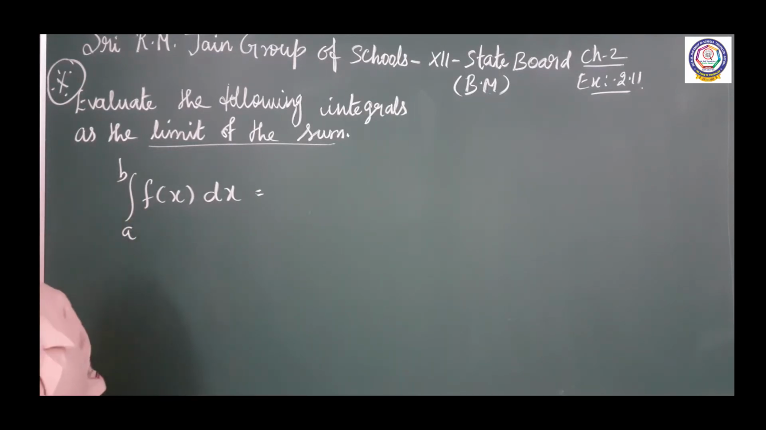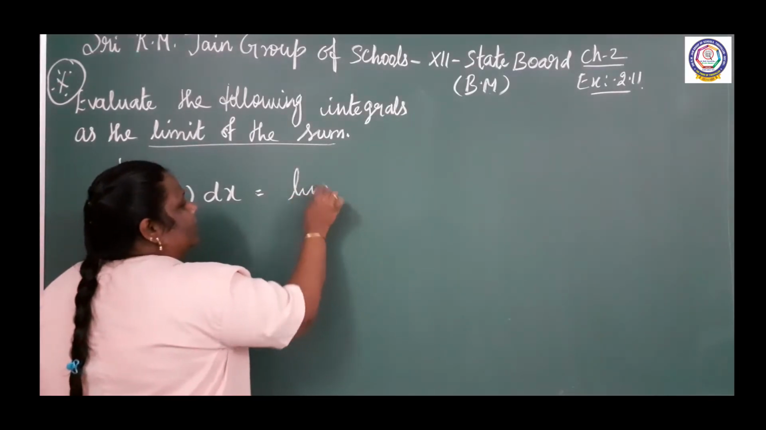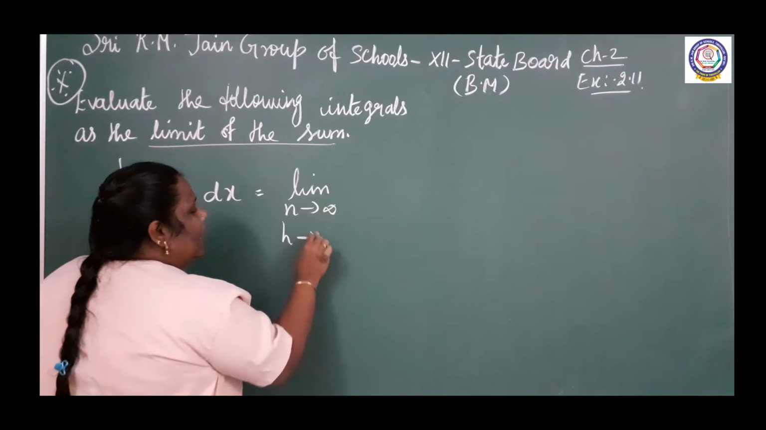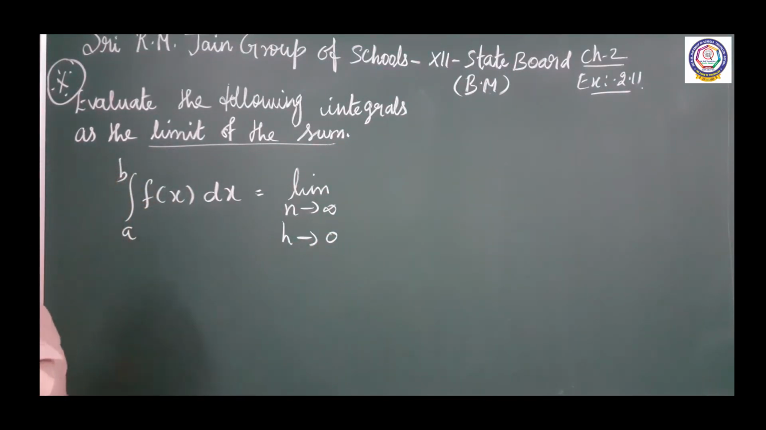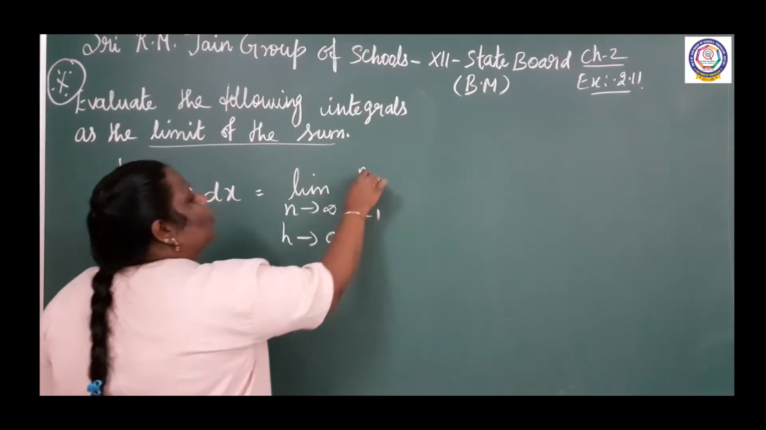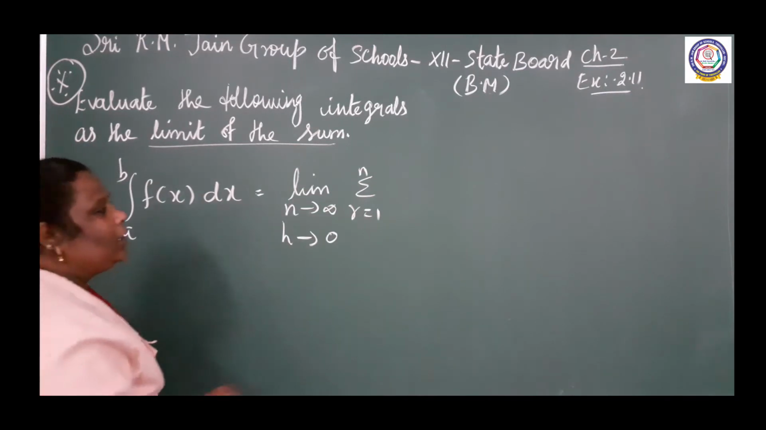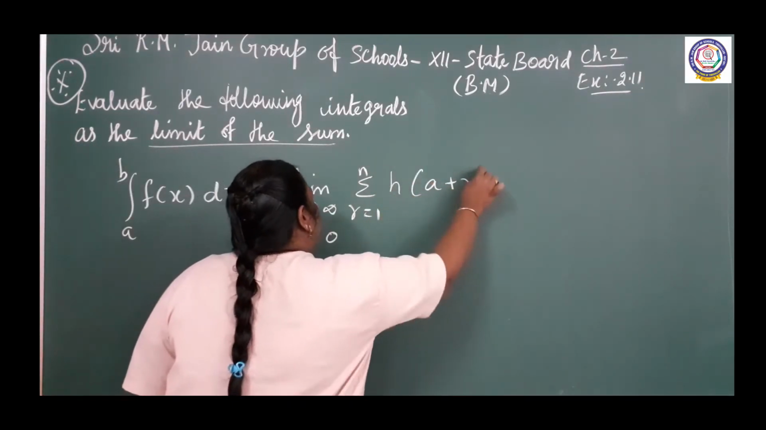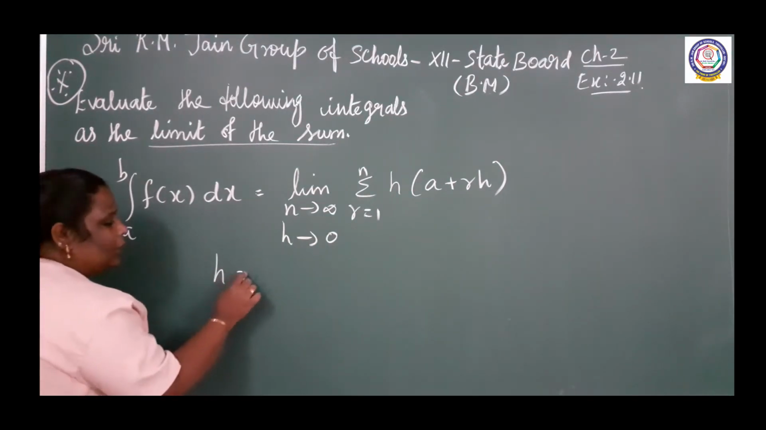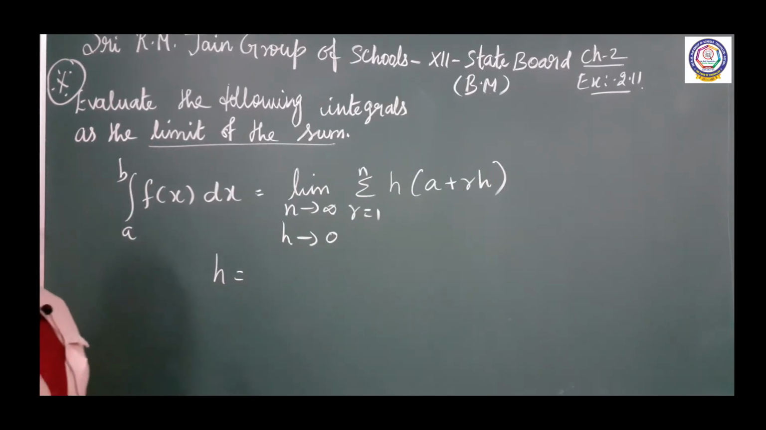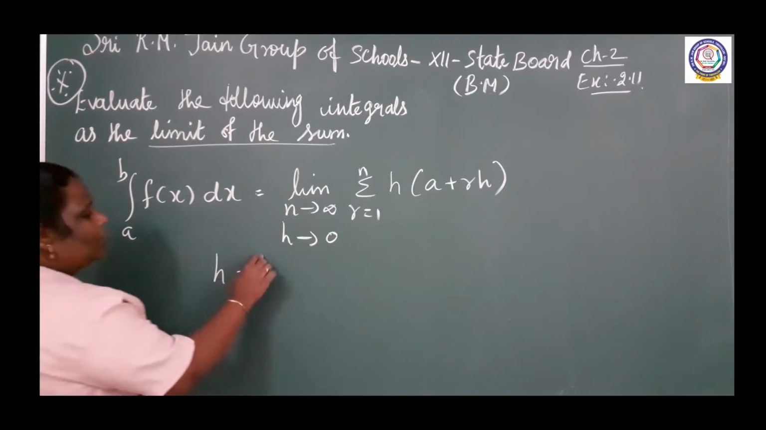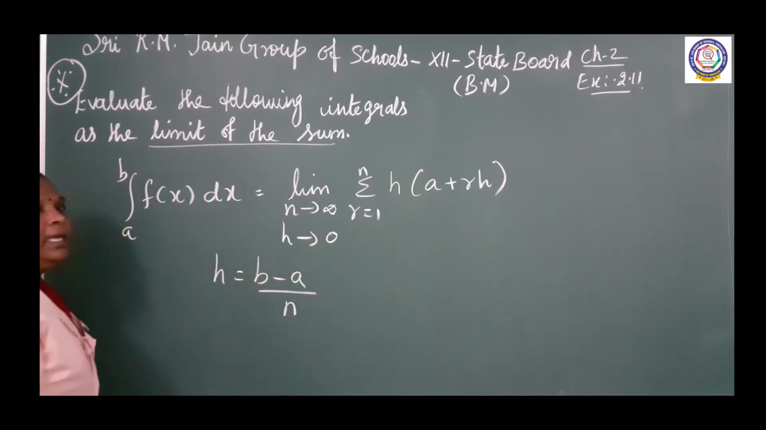Integral a to b f of x dx equals limit n tends to infinity, h tends to 0, sigma r equal to 1 to n, h into f of a plus rh, where h equals b minus a by n. You should know the formula, because if the question asks about the limit of the sum, you can do it by this procedure.